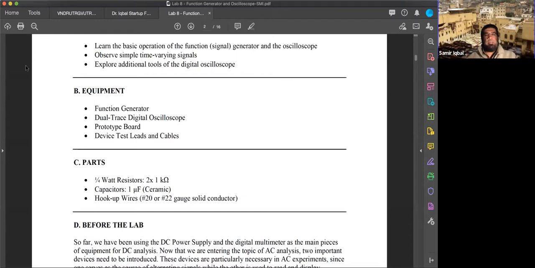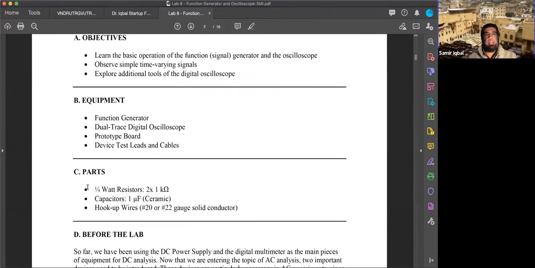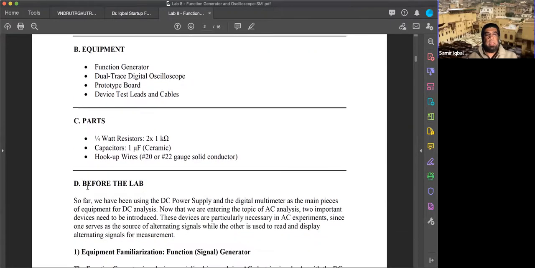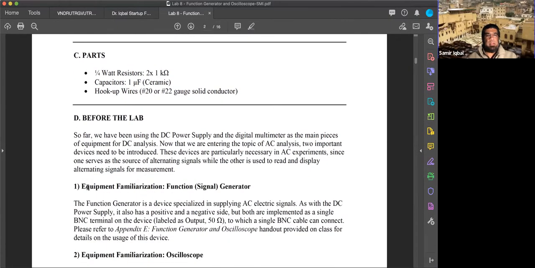So for this lab, again, we would have needed these basic things: function generator, oscilloscope, and everything else that you have. But these are expensive equipment. We don't expect you to buy these for yourself. But we have some online variations where we can look at those concepts. So let's go through the basic concepts, what we do.